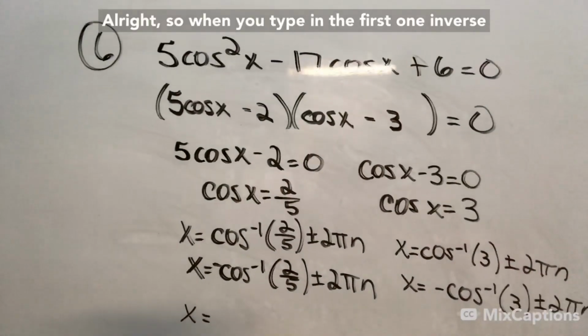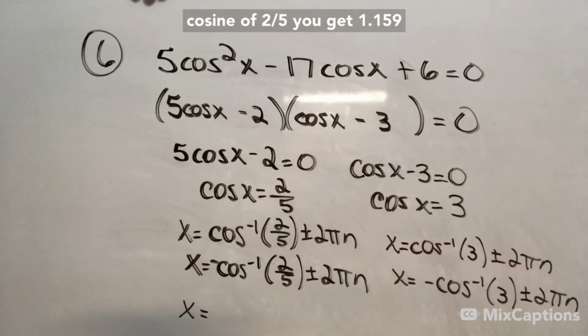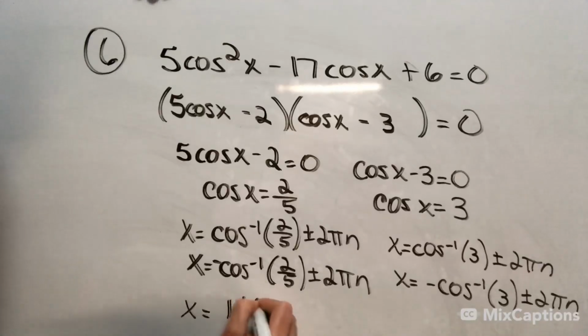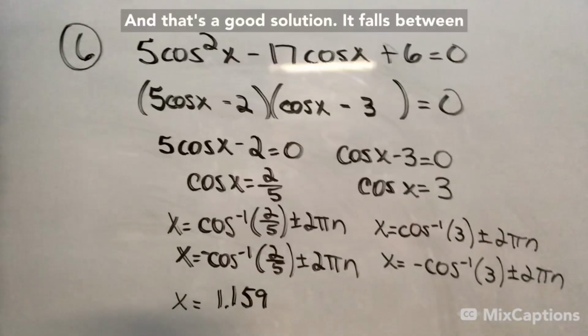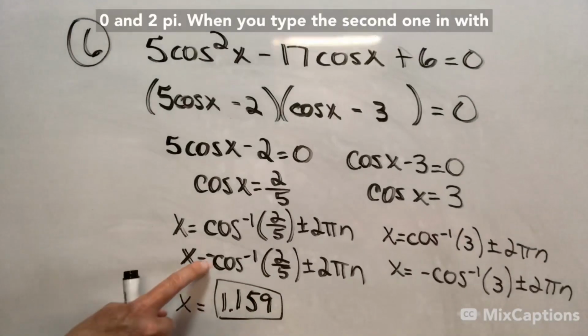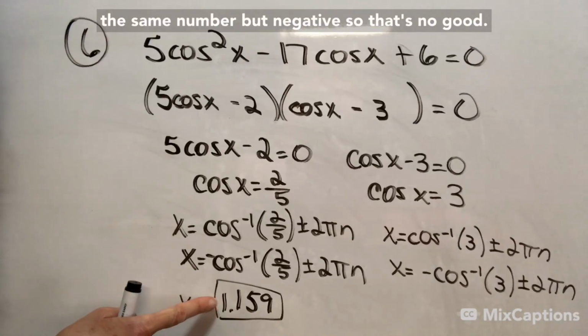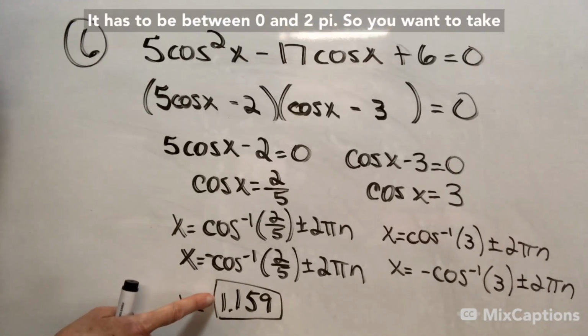All right. So when you type in the first one, inverse cosine of 2/5, you get 1.159. And that's a good solution. It falls between 0 and 2 pi. When you type the second one in with the negative in the front, you're going to get this same number but negative, so that's no good. It has to be between 0 and 2 pi.